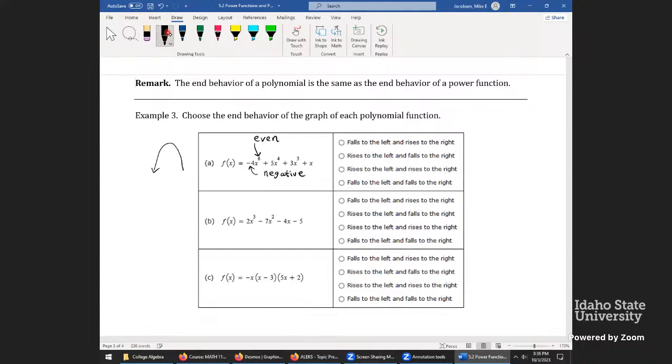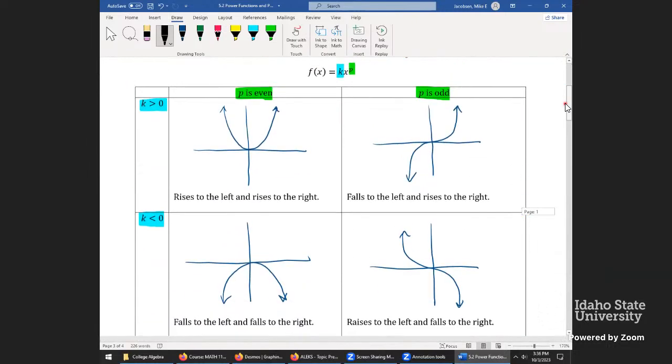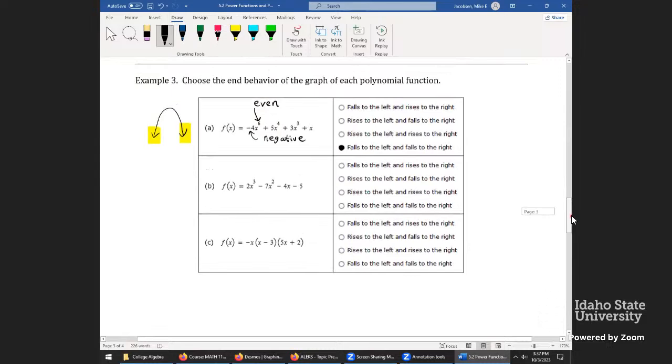So if that's our graph, we can say from here and here, it's falling to the left and it's falling to the right. And where does that fall? Falls to the left, rises to the right. It would be this one right here. So this is an ALEKS topic where literally all you're doing is going back to the original table we built, this one up here, and just seeing which functions that were given actually correspond to the right information.